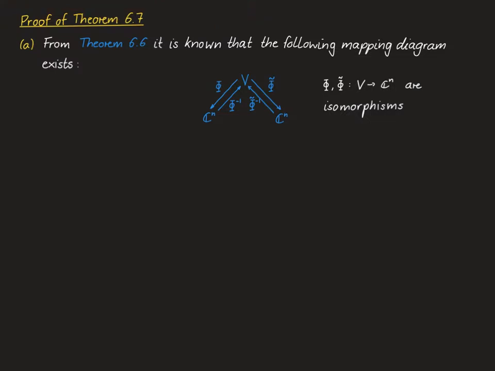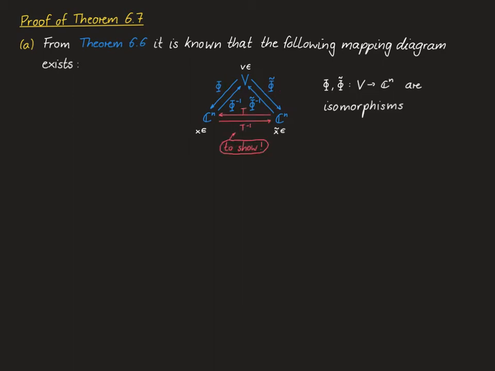For the proof of theorem 6.7, part A, it's known from theorem 6.6 that the following mapping diagram exists. Between the vector space V and the space Cn, there exist two vector space isomorphisms, phi and phi tilde, that correspond to the bases B and B tilde. So for any vector v in the vector space V, we get two different representations, x in Cn and x tilde in Cn, based on the isomorphisms phi and phi tilde.